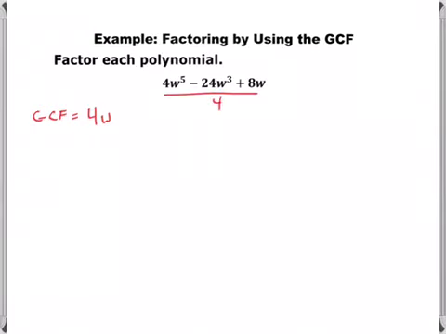So I'm going to divide every term by that GCF. So I've got 4w, and then 4 divided by 4 is 1. w to the 5th divided by w gives you w to the 4th. So we subtract the exponents, and then negative 24 divided by 4 is negative 6. Subtract your exponents, you've got w squared. 8 divided by 4 is 2. Subtract your exponents, so the w's just cancel, and this becomes our factored form.